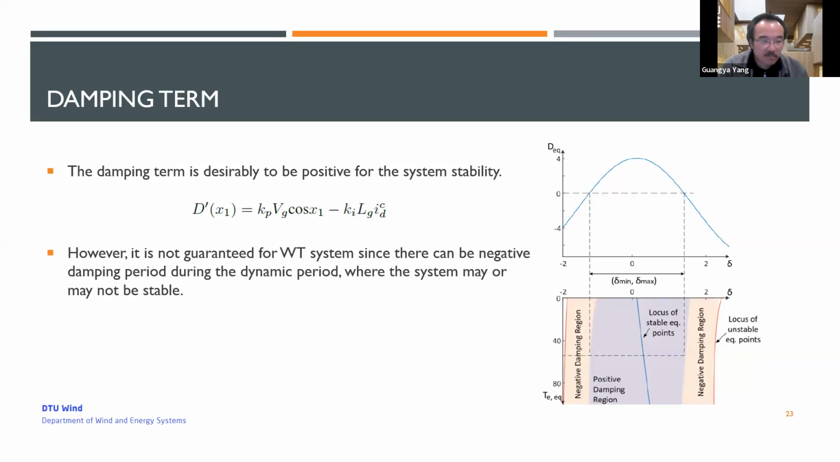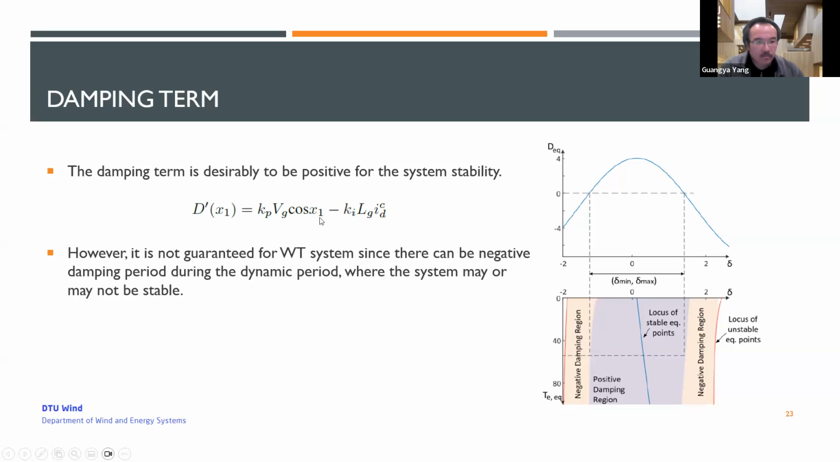And now look at the damping term of this autonomous system model. The damping term, according to theory, is desirably positive for system stability. But of course, it's not a sufficient condition for system stability, unless it's a Hamiltonian system, that is, it's autonomous and there's no energy exchange with others, and then in that case you have a kind of guaranteed stability of the system.